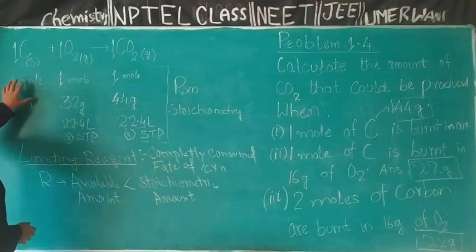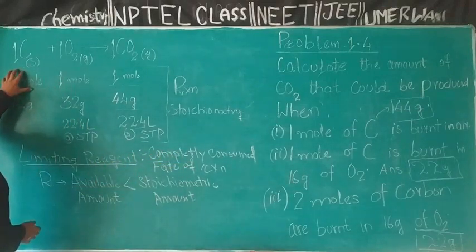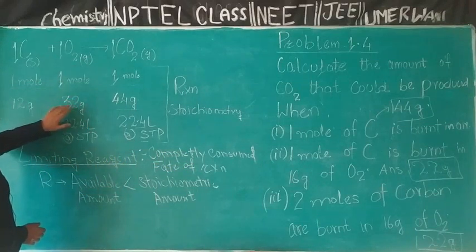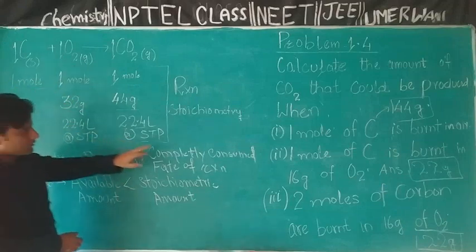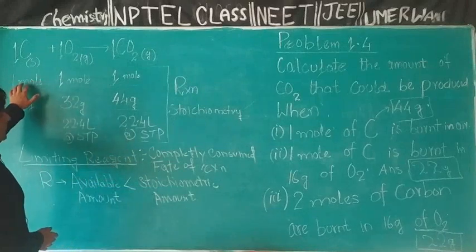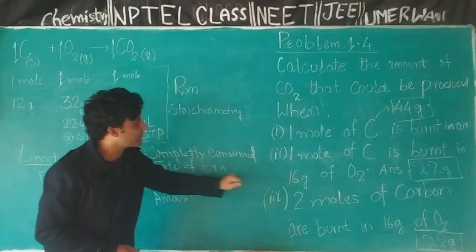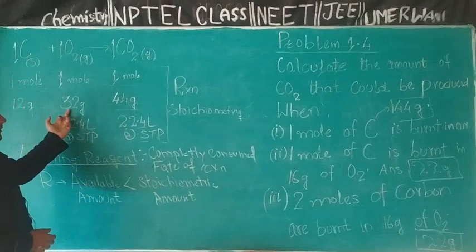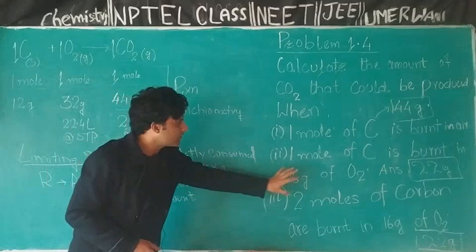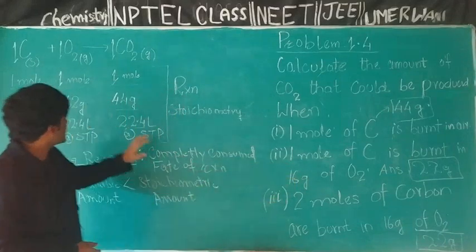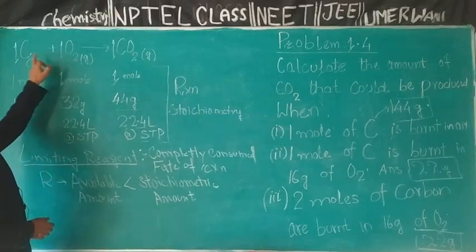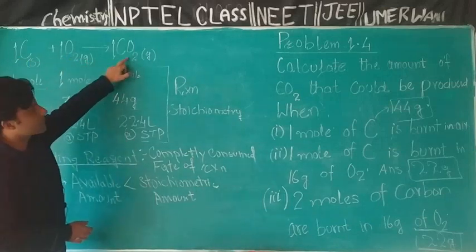In part second, it is said that 1 mole of carbon is burnt in 16 grams of oxygen. But in part second, available quantity of carbon is 1 mole, and available quantity of oxygen is 16 gram. Required is 32 grams for 1 mole. Therefore, in part second, available amount of oxygen 16 gram is less than 32 gram. Therefore, oxygen is limiting reagent. It will decide how much carbon dioxide will be produced.